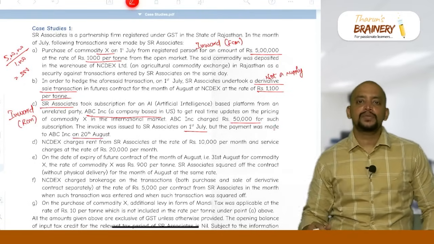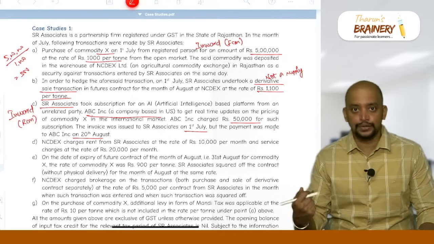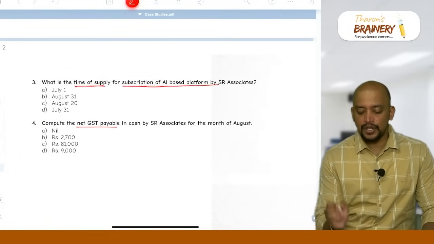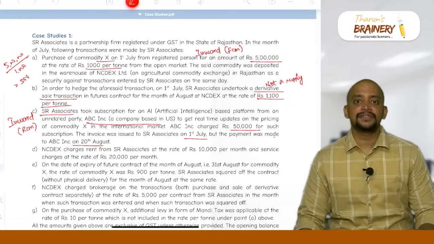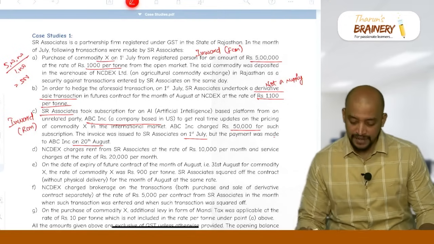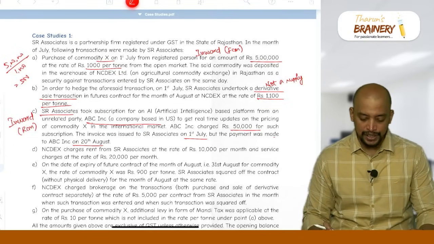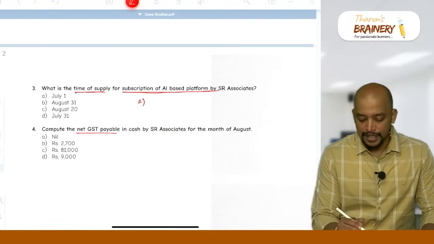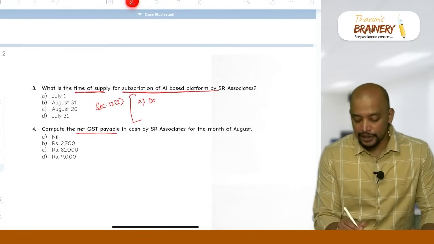There was one MCQ related to this AI based platform. Now we will read that, so that we can connect the answer right away. What is the time of supply for subscription of the AI based platform? Based on the data we will be able to work it out. What is the time of supply in case of services covered under RCM? The date on which payment is made to the supplier, or the 61st day from the date of invoice, whichever is earlier. What is the date on which payment is made to the supplier? Payment was made to ABC Incorporation on 20th August. So 20th August is the date on which payment is made to the supplier. Section 13 subsection 3 talks about time of supply in case of RCM: the date of payment to the supplier.